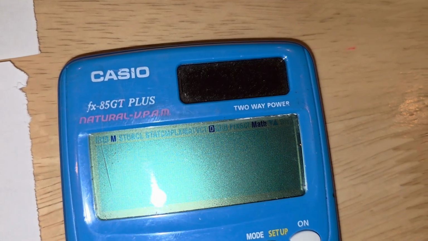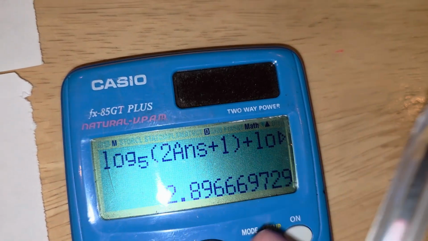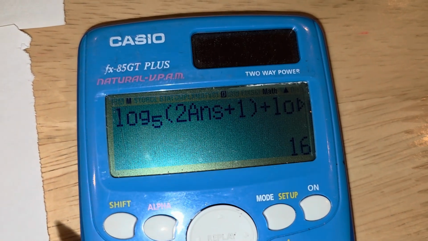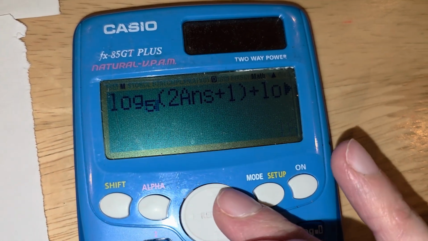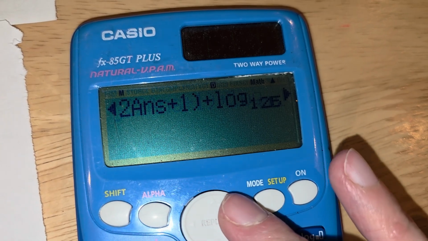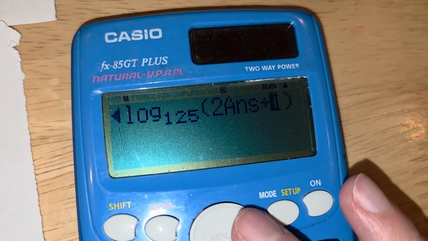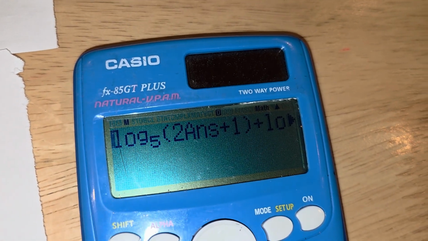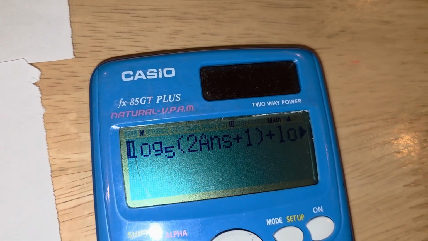Okay, and when I press equals, oh sorry, I dropped something there. Okay, so I had it all typed in there, right? Log base 5, 2 times your answer plus 1, plus the log of base 125 by 2 times your answer plus 1, and I got back the 16. Okay, so I know I'm correct.